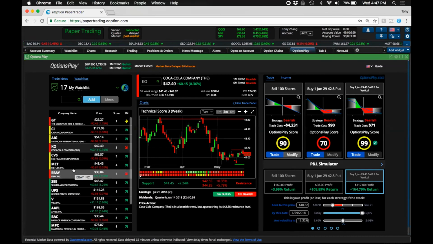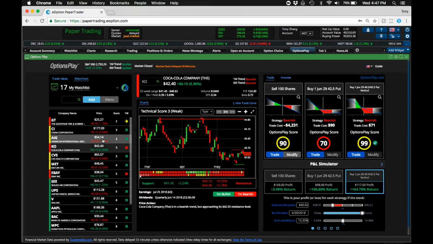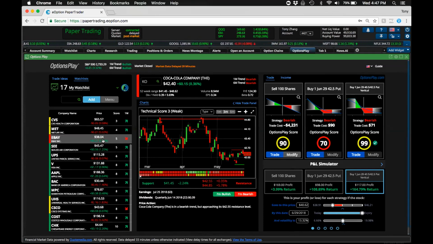So this allows me to look at my whole watch list without even having to click on it and know exactly which stocks are weak and continuing to move lower, which stocks are strong and continuing to move higher, and which ones are kind of in between. Right, so eBay's here.